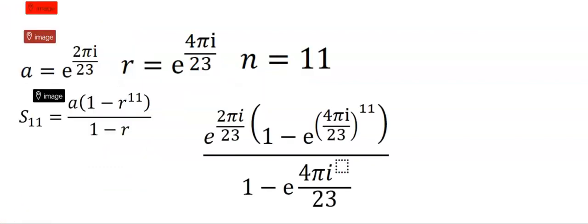And in this geometric progression, a equals e to the 2 pi i upon 23. The common ratio is e to the 4 pi i upon 23, and n is 11. So the sum to 11 terms is a times 1 minus r to the 11 over 1 minus r. And our final piece there at the bottom right, we have e to the 2 pi i multiplied by 1 minus e to the 4 pi i upon 23 itself to the power of 11, all over 1 minus e to the 4 pi i upon 23.